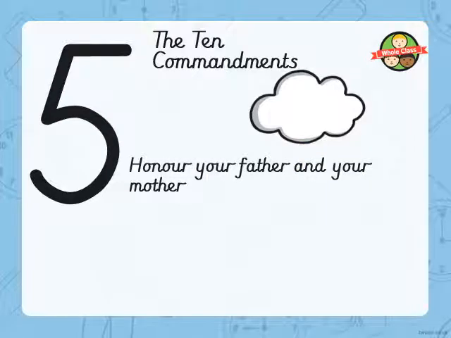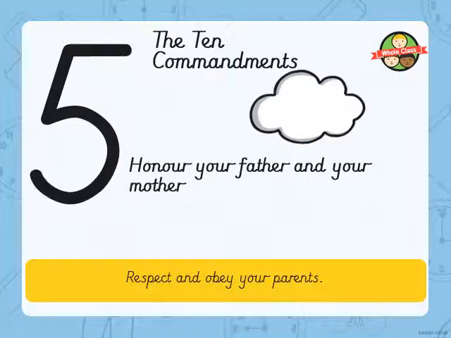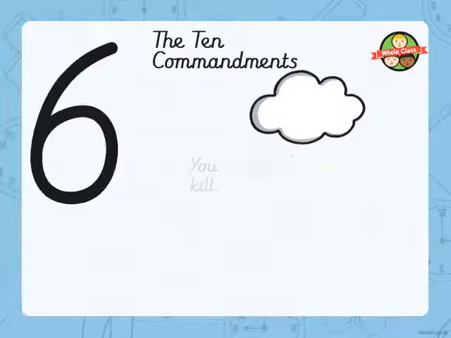Honour your father and your mother. So it means you must respect and obey your parents, and it talks about father and mother, but I would say this means really all adults. So you need to make sure that you respect adults, for example, like your teachers and other people like that, people who look after you.